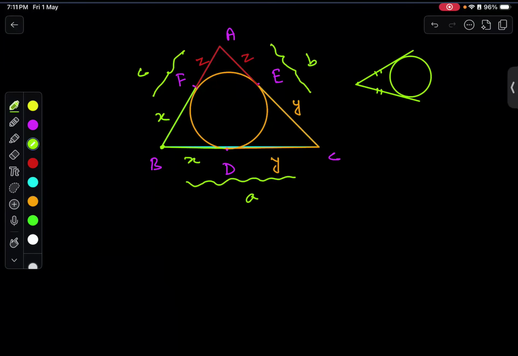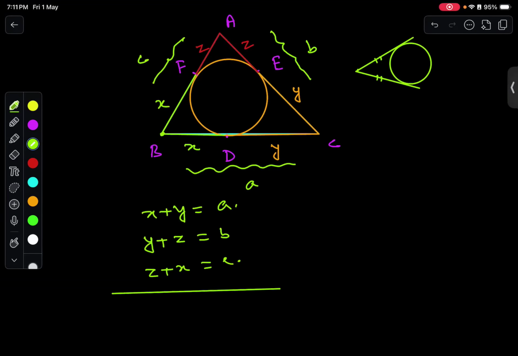Okay, means x plus y is nothing but a, y plus z is coming as b, and z plus x is coming as c. If I add all these, this is coming as twice of x plus y plus z is equal to a plus b plus c. So x plus y plus z is a plus b plus c by 2. That is the semi-perimeter s.